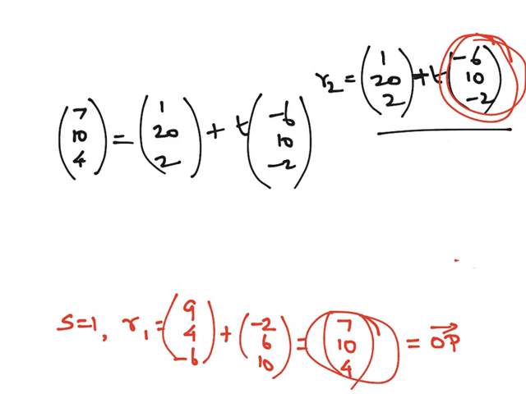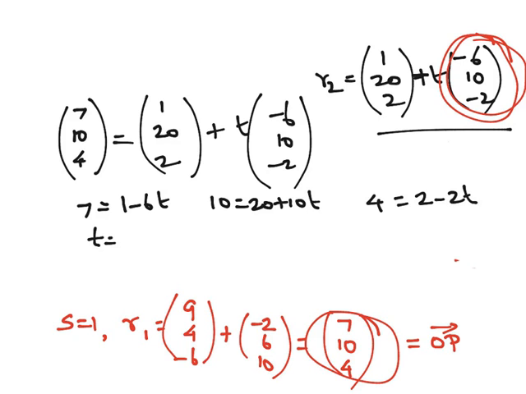When I equate it, you'll get 7 equal to 1 minus 6t, 10 equal to 20 plus 10t, and 4 equal to 2 minus 2t. If you solve this, you'll get t as minus 1. Here also you'll get t as minus 1, and here also t as minus 1. So hence proved. Since the values of t are the same, the point P also lies on L2.